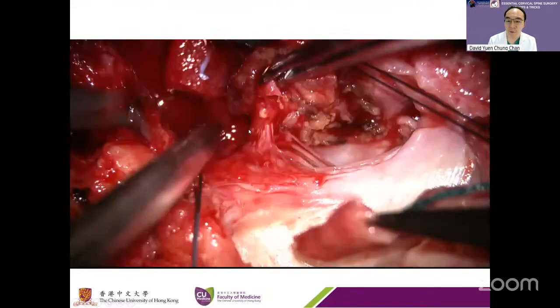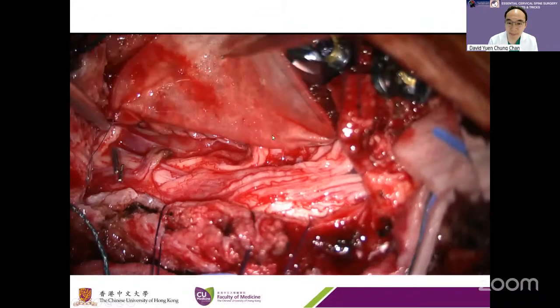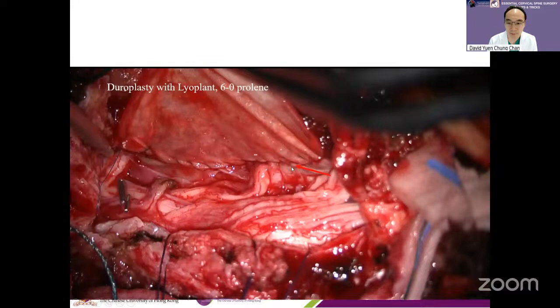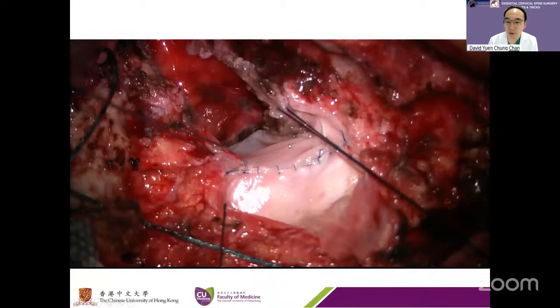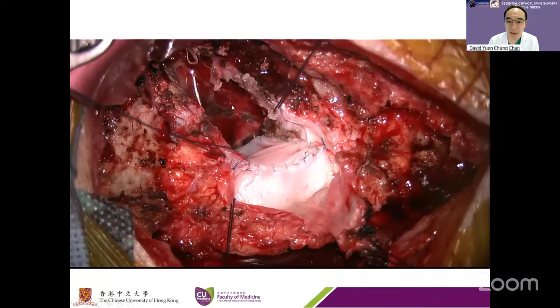And for this patient, in addition to laminectomy, we also perform facetectomy, the level above and below, to expose the tumor and the exiting nerve root. And then after tumor excision, we can do a watertight closure, and also duroplasty for watertight closure. We close the foraminal side of the dura before closing the dorsal side. And then this is the defect after tumor excision.